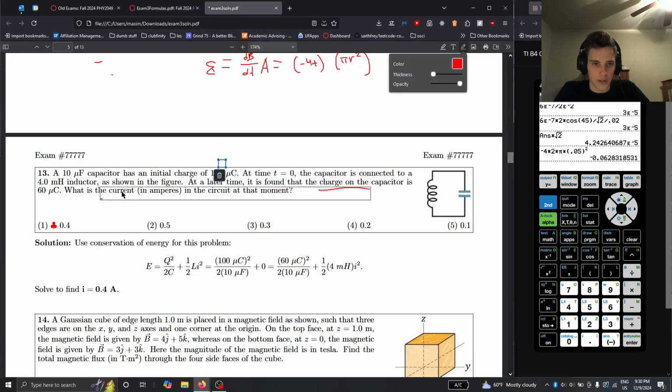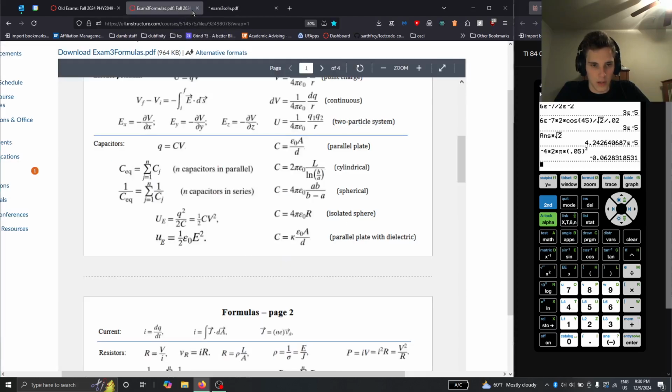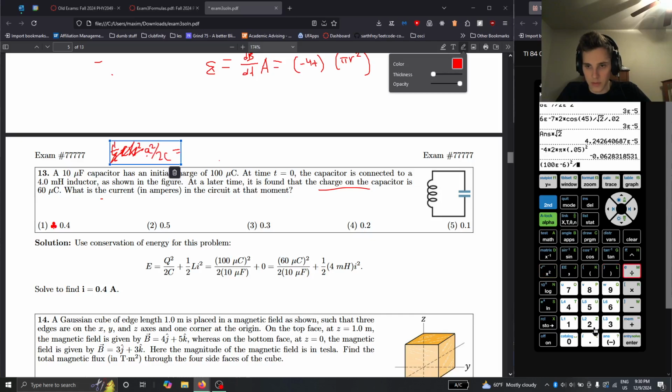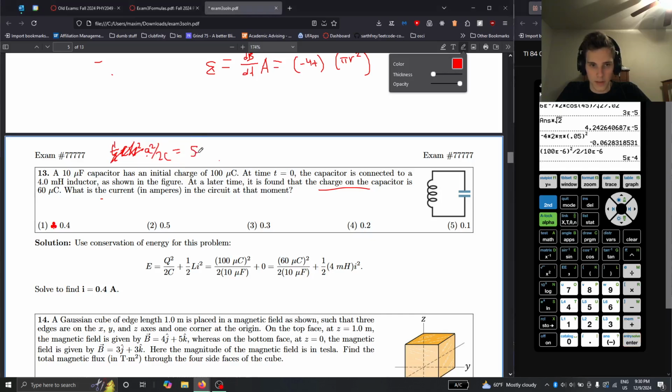We'll start with the energy of the capacitor. The energy of the capacitor is 1/2 CV squared. Actually, I like Q squared over 2C here. That's what we actually have here. So let's calculate the overall initial energy of the system. Q is 100 E negative 6, squared, divided by 2, divided by C, which is this 10 E negative 6 term. So we get 5 E minus 4.